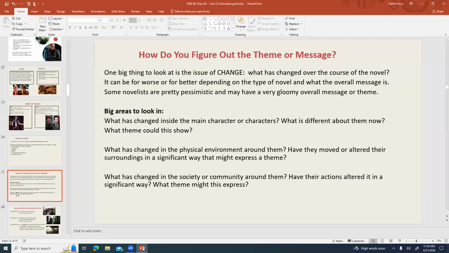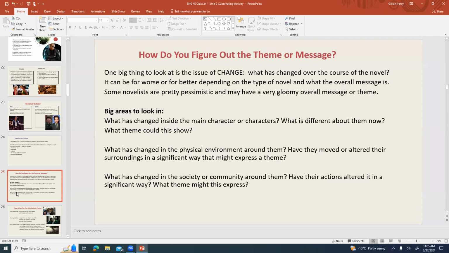Some big areas to look at is what has changed inside the main character or characters. Like we're talking about their heart or their personality. What is different about them now? And if you look at what's different, what theme does that show? What kind of transformation has happened? Or, depending on the novel, what has changed in the physical environment around them? Have they moved or altered their surroundings in a significant way that might express a theme? This could be something like somebody has gone into a forest that has no people and they've cut down the trees and created land there.